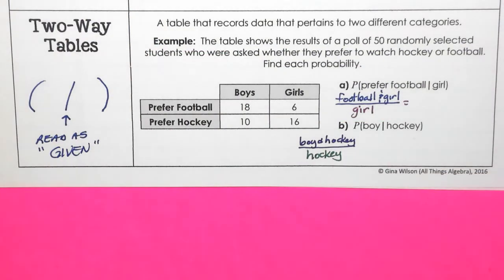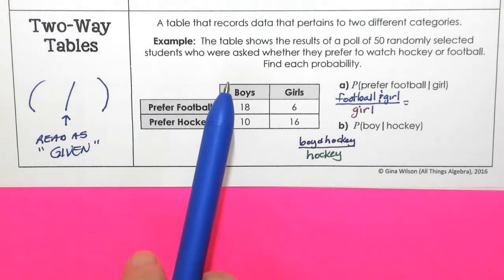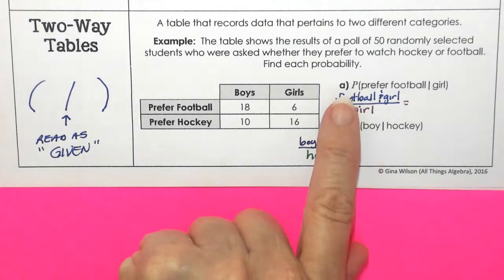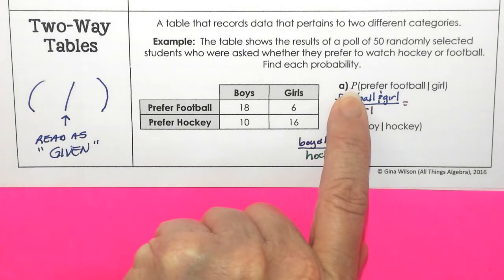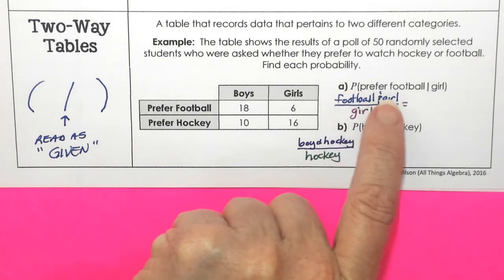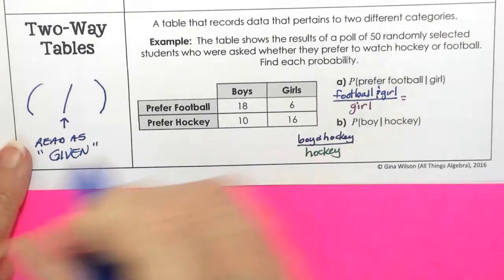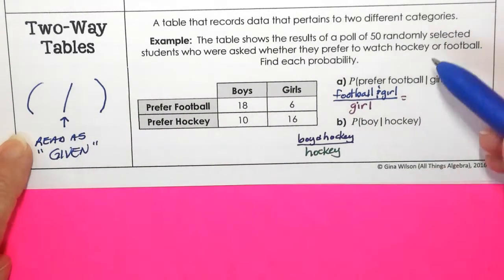In this first example, a table that records data that pertains to two different categories is a two-way table. The table shows the results of a poll of 50 randomly selected students who are asked whether they prefer to watch hockey or football. Find the probability that the person randomly selected prefers football given that, remember, we always read the bar in between as given that, they're a girl.